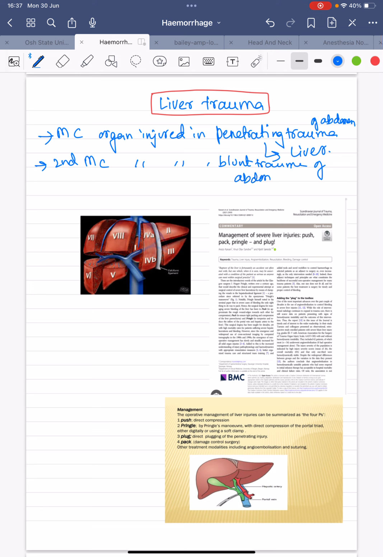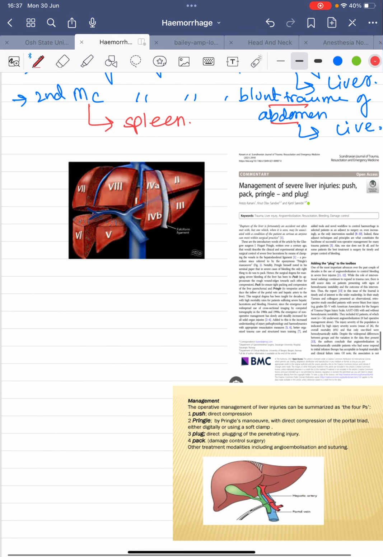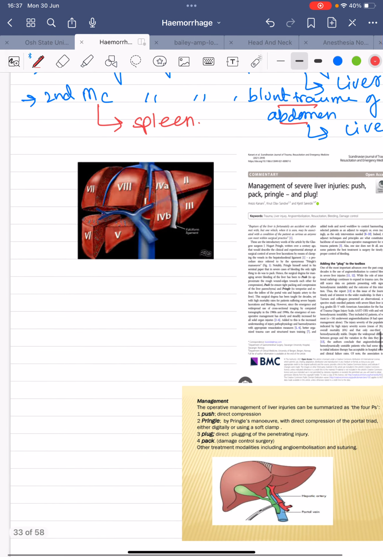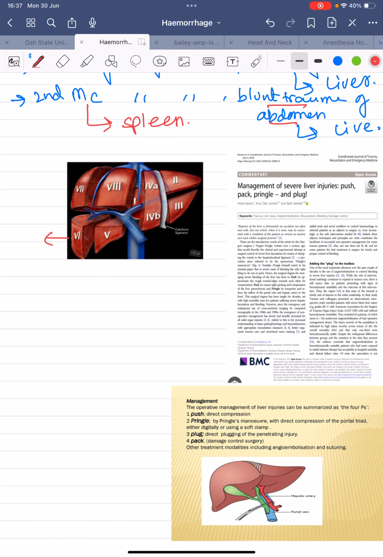But if I am going to ask you which is the most common organ injured in blunt trauma of abdomen, the answer is spleen. Okay, so in liver trauma, please remember the first thing you must do: we divide the liver into segments, and the segments most commonly damaged in liver trauma are segments 6, 7 and 8.